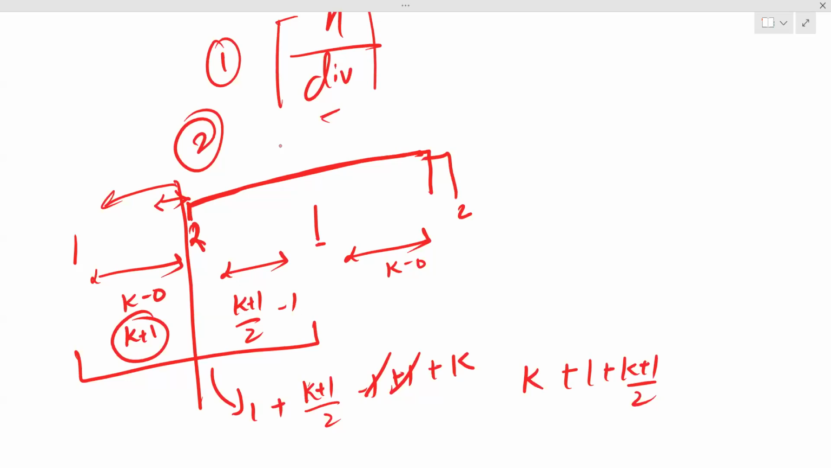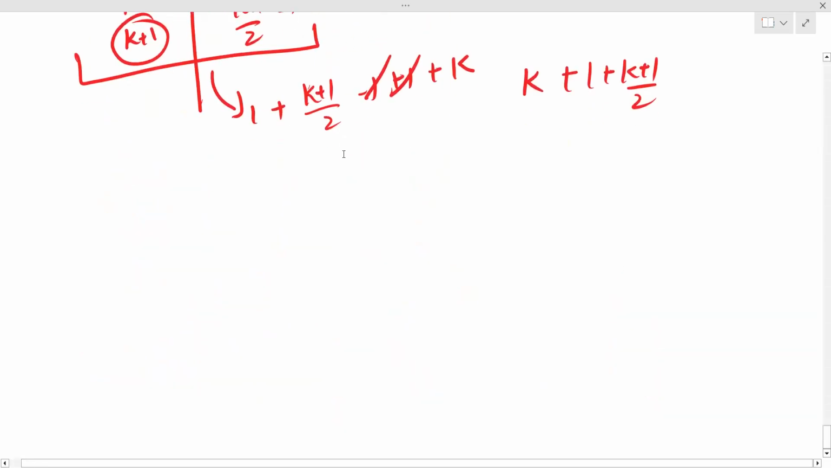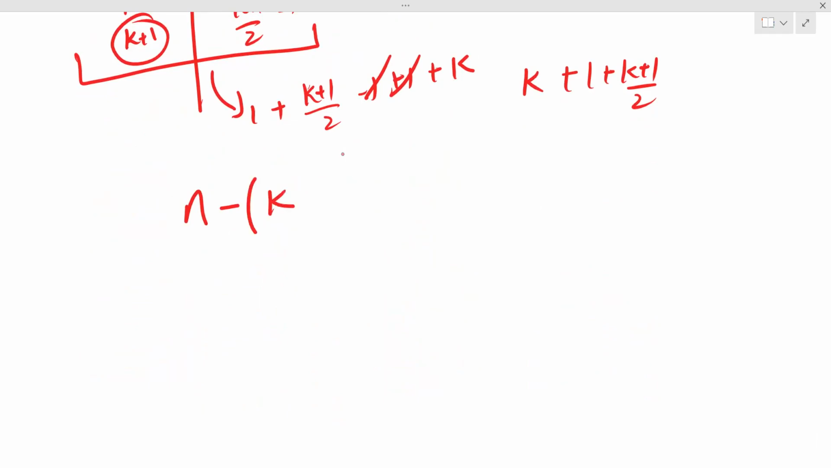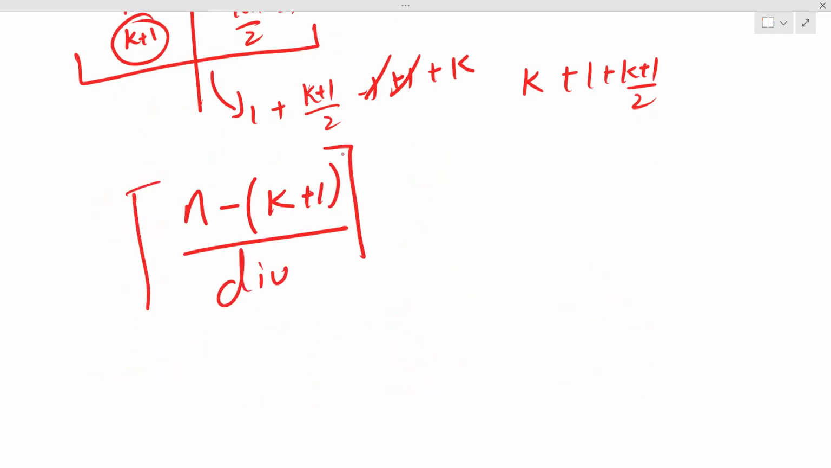But now, if I remove this value, then I have this block, and again I have a 2 at my starting, and in each block I only have one 2. So I can count the number of 2s as the ceil of (n minus (k plus 1)) divided by this div value. These are the number of 2s that I'm going to get, multiply this by 2. Why? Because I have to find the sum, right? Add this to your answer. Is it clear?